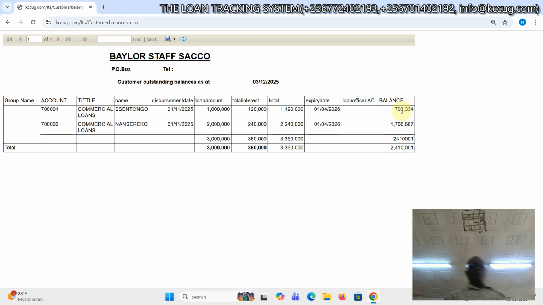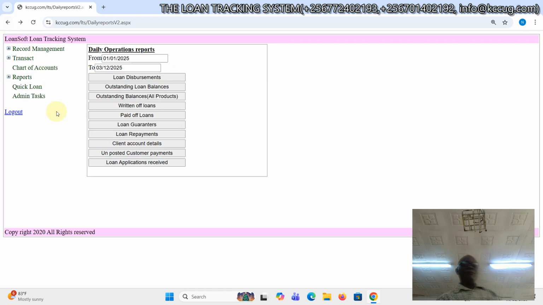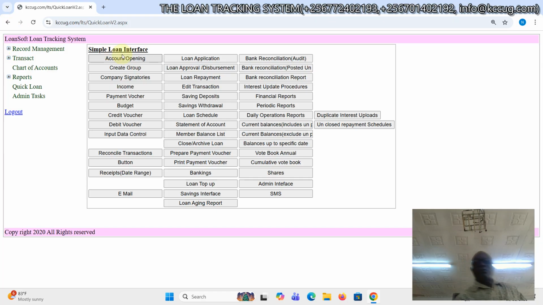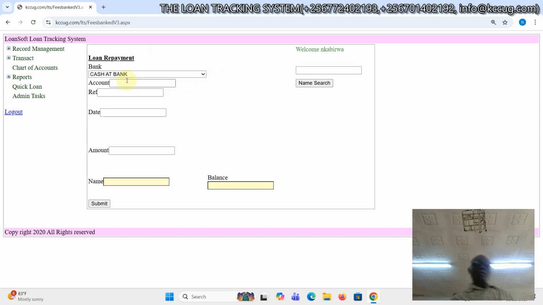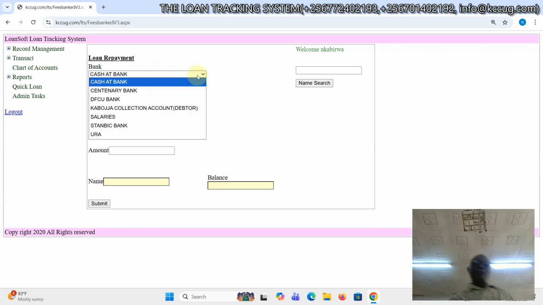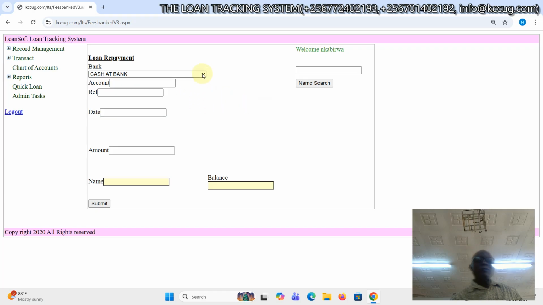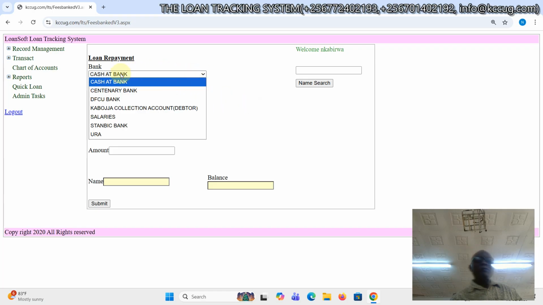734. Good. So Sentongo is going to pay us this cash, and then he will use the account to get a new loan. So click on loan repay. He's giving it in cash, but it is not cash at bank. Let him give us actual cash. And where is his account here? Repayment, cash at bank, Centenary DFC.